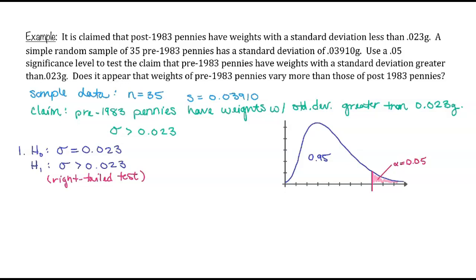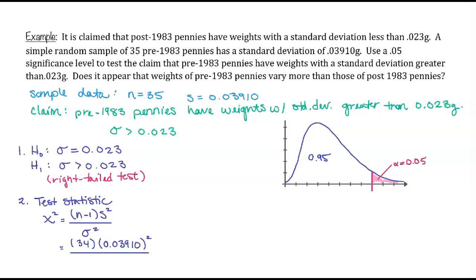The second step in our hypothesis test is to calculate the test statistic. And in this case, we have chi-squared is equal to n-1 times s squared divided by sigma squared. We have a sample of size 35, so n-1 is equal to 34. We have a sample standard deviation of 0.03910, and the population standard deviation found in the null hypothesis is 0.023. Rounding to 3 decimal places, this gives us a test statistic, chi-squared, equal to 98.260.